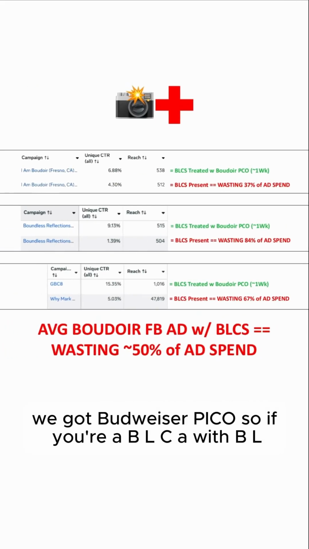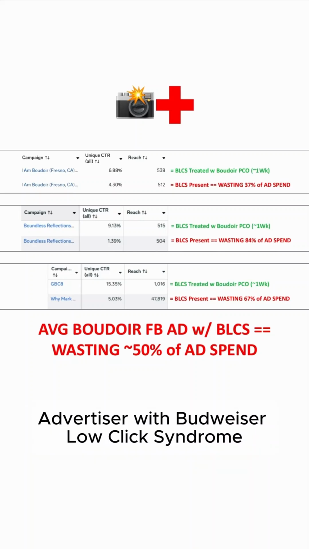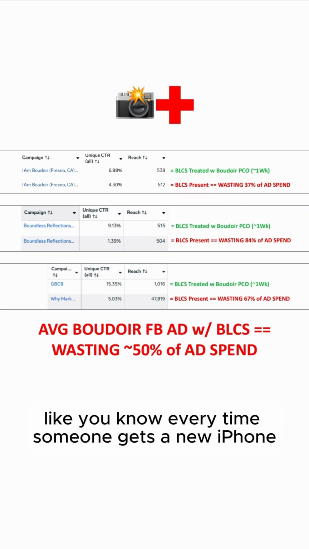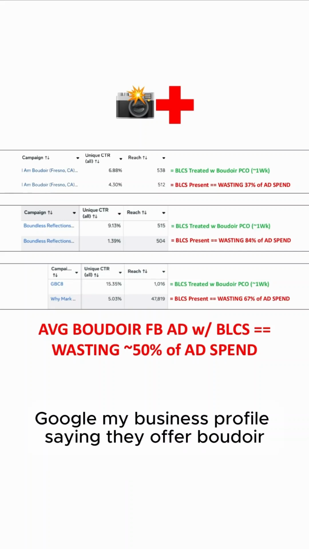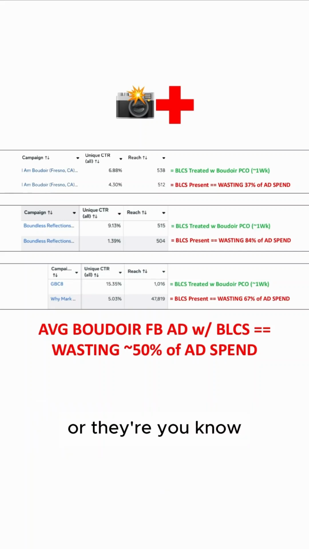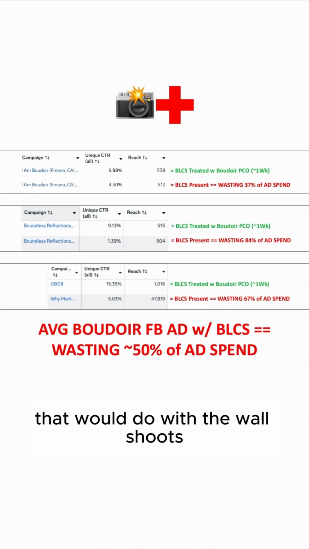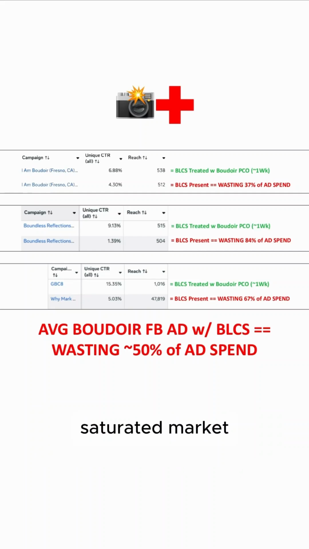So if you're a BLCA with BLCS, a Boudoir low click advertiser with Boudoir low click syndrome, and you're spending more than 10 grand a month on Boudoir Facebook ads, and you've seen how the market keeps getting more and more saturated with boudoir photographers. Like, every time someone gets a new iPhone, they're throwing up a Google My Business profile saying they offer boudoir, or they're posting in the mom groups, or if they get a new camera, they're posting in the mom groups saying they now do boudoir shoots. So more and more photographers keep entering the saturated market.